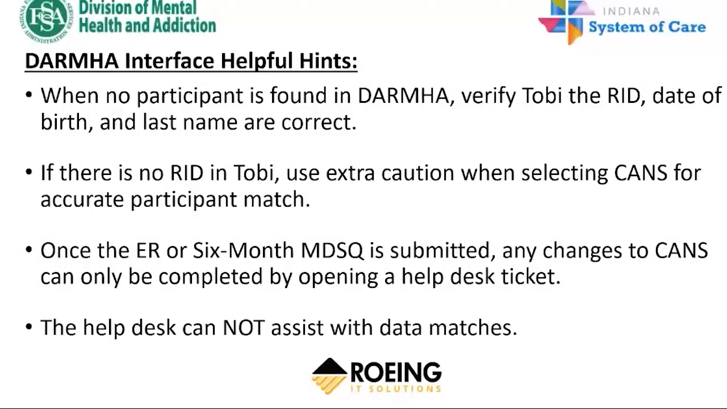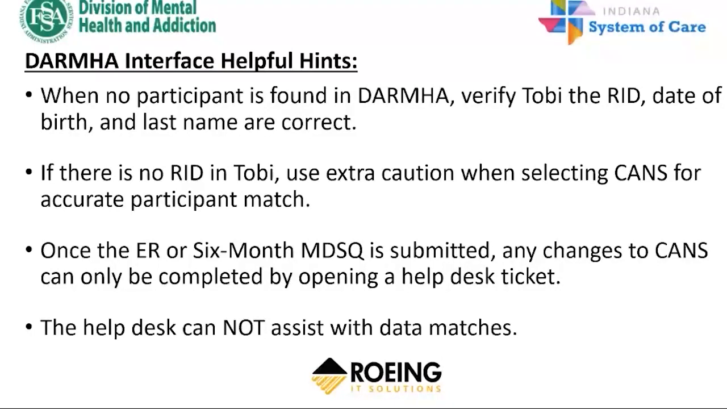So that concludes our demonstration in Tobi, and just a few helpful reminders here. If there's not a participant found in DARMHA, obviously the first step you want to do is verify that the RID, date of birth, and last name are correct in our Tobi system. So verifying that information, and then you send it, and you're still not getting a return. If you need to, you can take that RID out. Make sure to jot that down on a piece of paper or somewhere so that you can put it back in the system after you make the call to the DARMHA system.